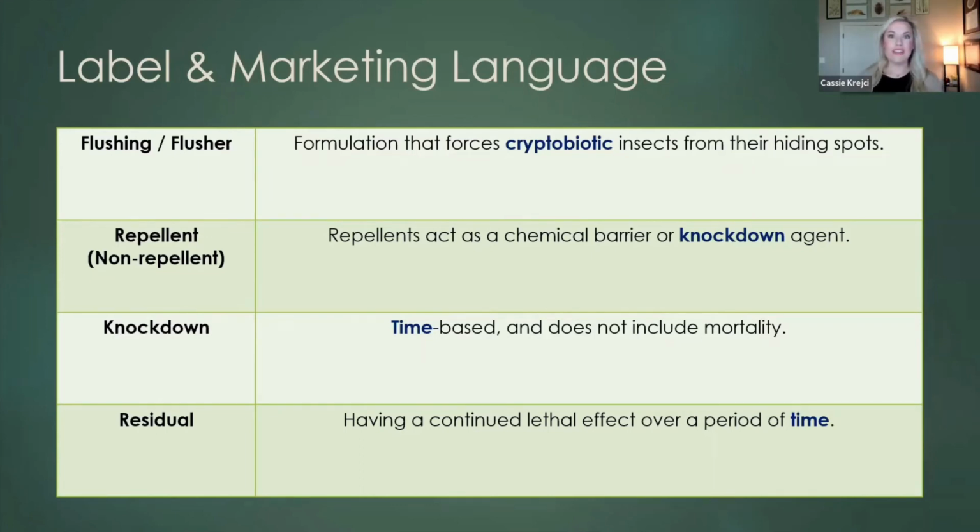So flushing and flushers are a huge topic because I don't know that people understand what the intent behind the word is. Flushers are formulations that force cryptobiotic insects from their hiding spots. Cryptobiosis is a metabolic state of life entered by an organism in response to an adverse environmental condition. Based on what we talked about earlier, tell me what an adverse environmental condition is.